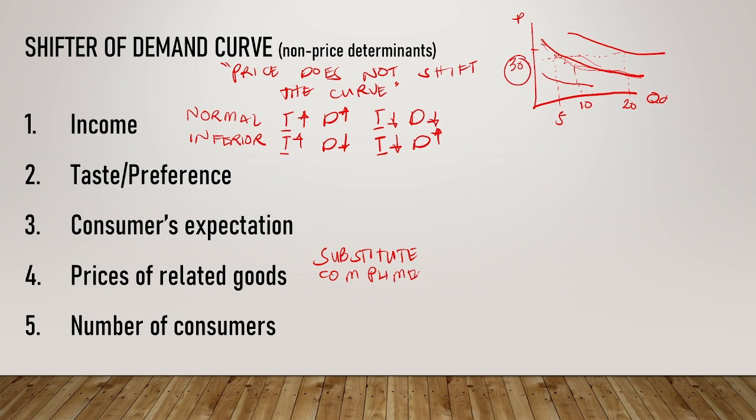So how do we know what will happen to the demand of our product when there is a change in price? We will talk about the price of substitutes and the price of complements. A substitute is an alternative product. For example, a substitute for rice is corn or cassava.